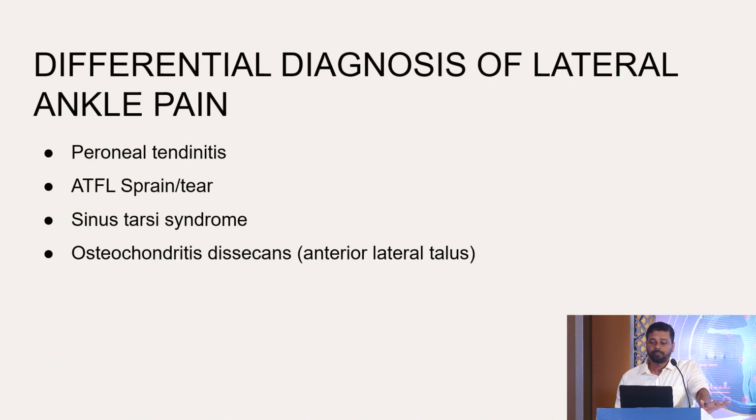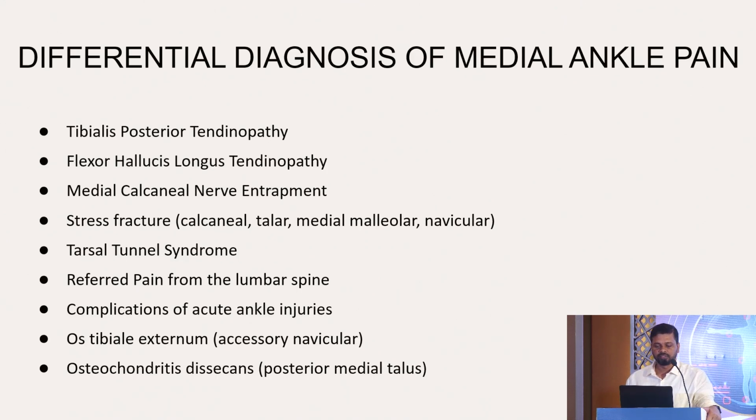If the patient gets pain in the lateral aspect of the ankle, we can think of peroneal tendinitis, then ATFL sprain, tear, sinus tarsi syndrome, then osteochondritis dissecans. In medial ankle pain, think about tibialis posterior tendinopathy, FHL tendinopathy, then medial calcaneal nerve entrapment, stress fracture, tarsal tunnel syndrome, referred pain from the lumbar spine, complications of acute ankle injuries, accessory navicular bone, and osteochondritis dissecans.